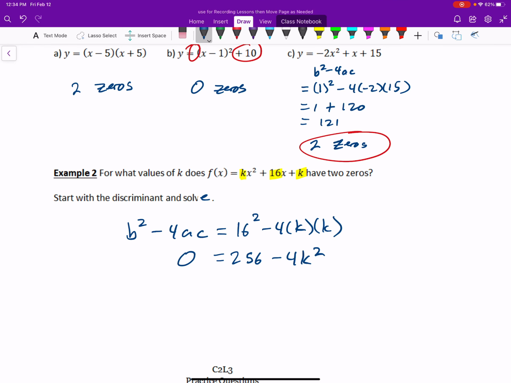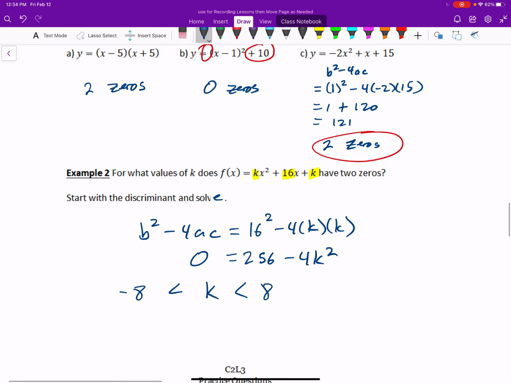So from this, I can tell that if k is between negative 8 and positive 8, then I will have numbers that come out above 0 in that case, and my discriminant needs to be above 0 in order to have two zeros. So this would be my solution for this last one.